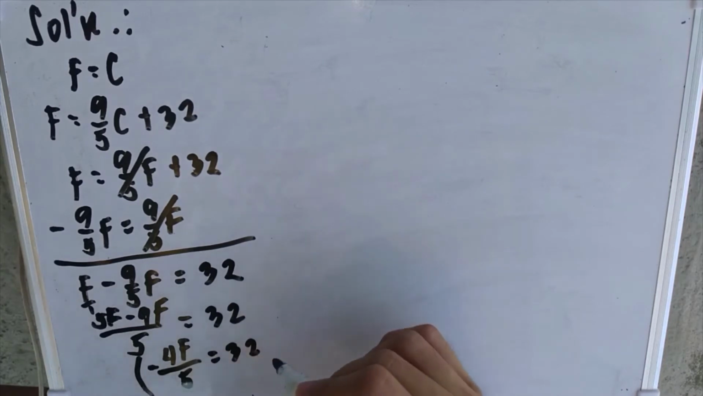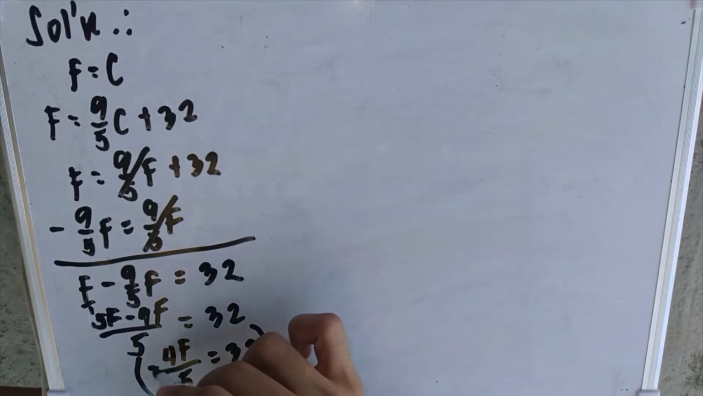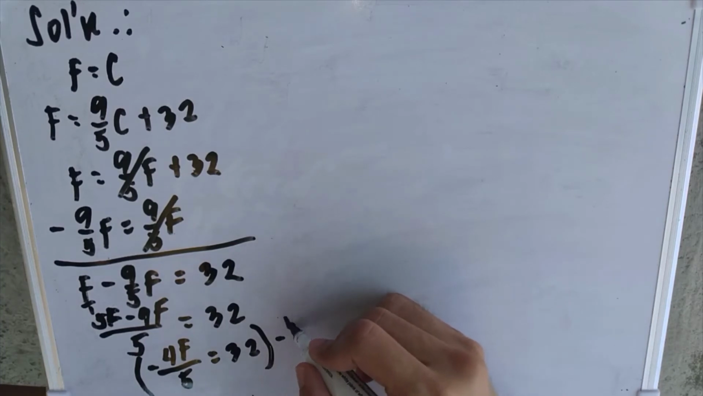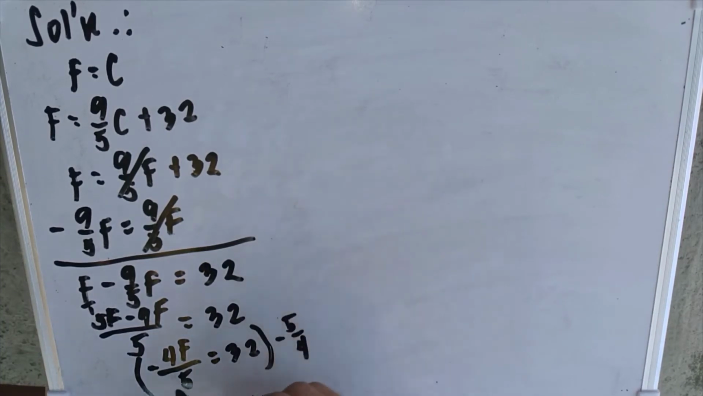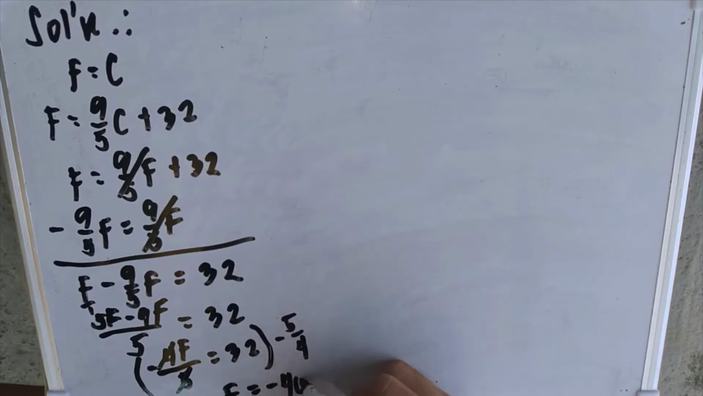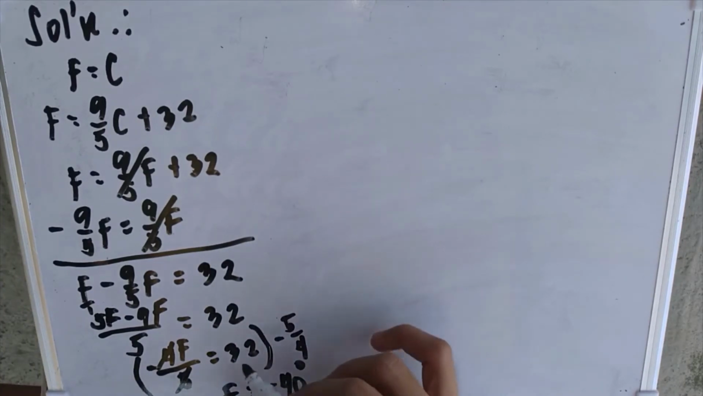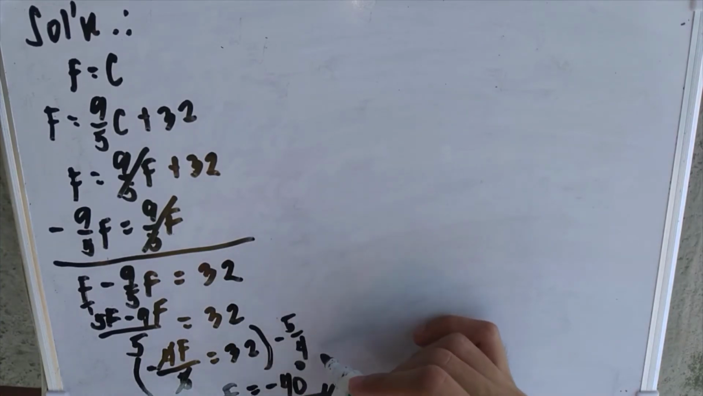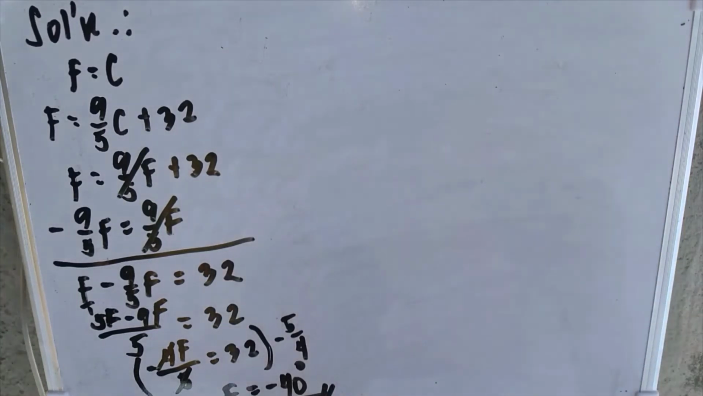Multiplying both sides of the equation by the reciprocal of this one, and the reciprocal of that is negative 5 over 4, so that we can cancel out negative 4 over 5 on the left side. Our answer will now become F equals negative 40 degrees, because 32 times negative 5 is negative 160, divided by 4 is equal to negative 40 degrees.